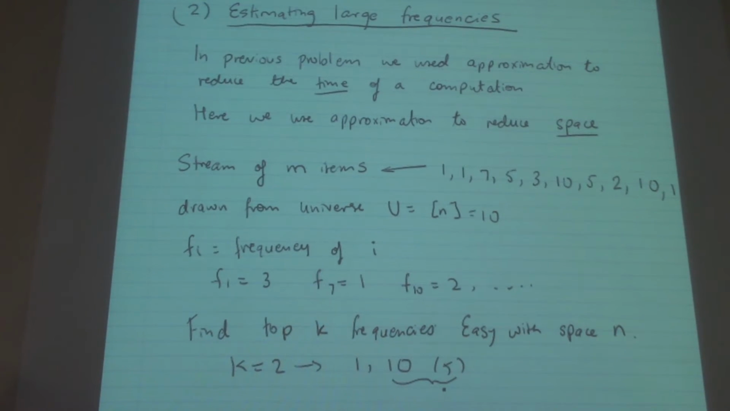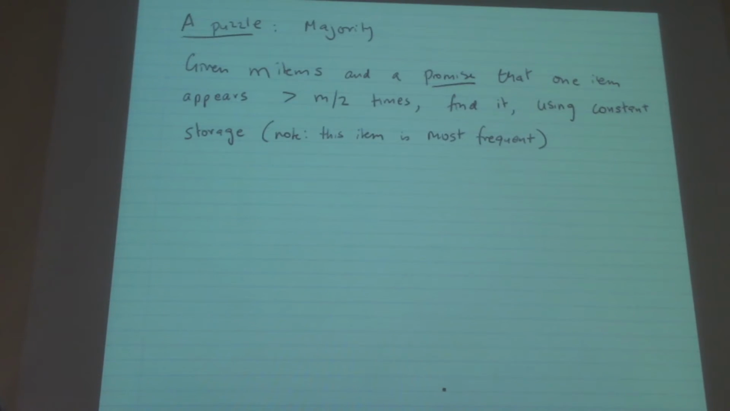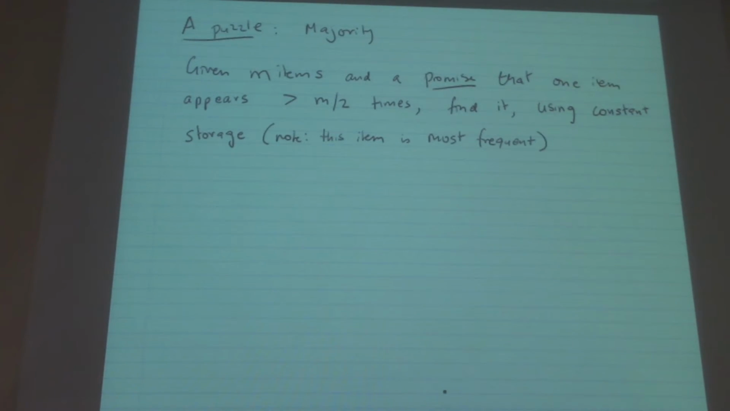And this brings us to a puzzle that many of you have probably heard of already. This is a classic Google interview question, so pay attention. I give you m items, and I give you a promise. There is one item that appears strictly more than m over 2 times. So it's a majority element. Find it in constant space. So you can't store the input. You have constant space. In fact, I'll give you 2 units of space.